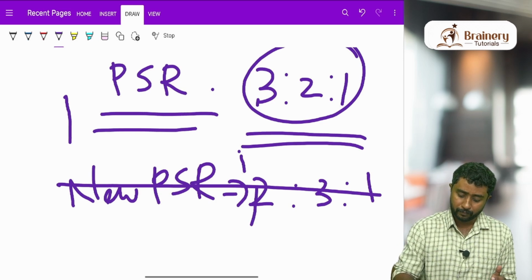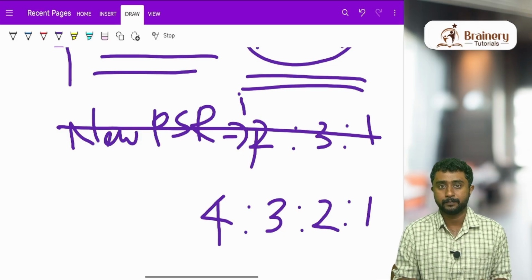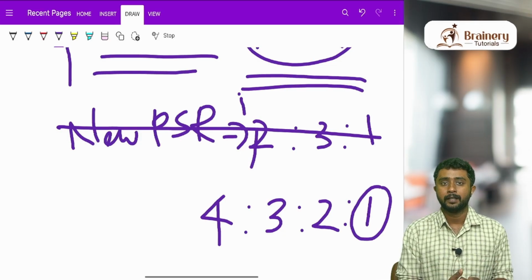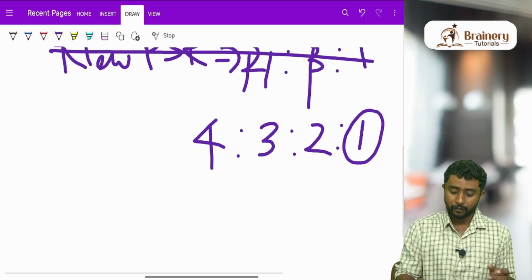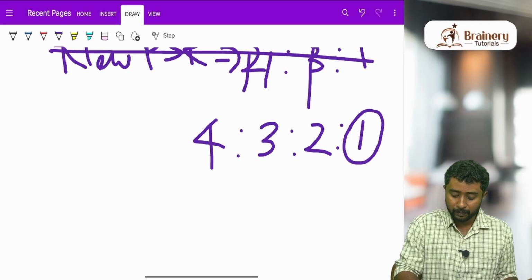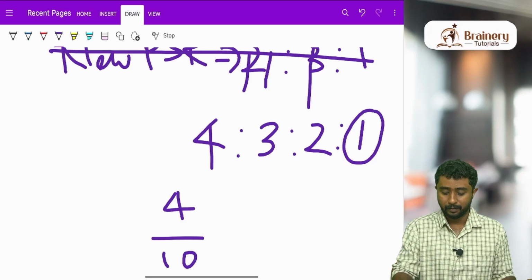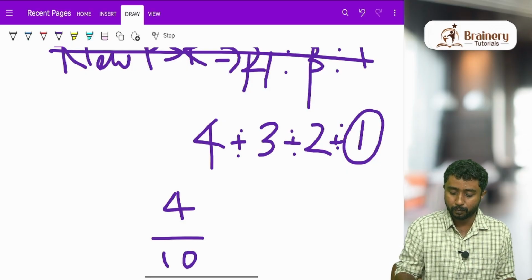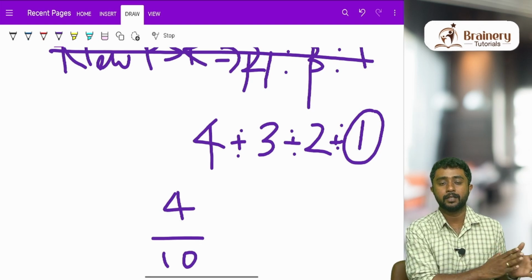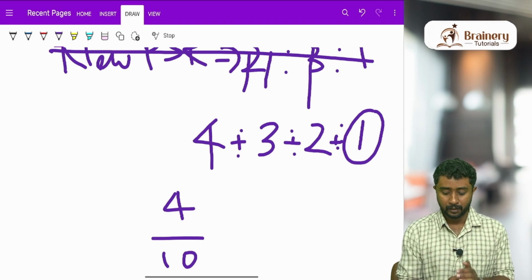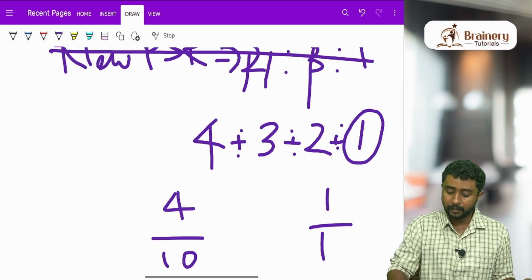Some other ratio may become the new profit sharing ratio, say for example 4:3:2:1, where the last one belongs to the new partner. How will you convert all these ratios into fractions? This 4 will become 4 out of 10. How did 10 come? 4 plus 3 plus 2 plus 1. So 4/10 is the new share of the first person. Just think like I am the first person, so my share will become 4/10. The last person, the new person, will get 1/10 share.